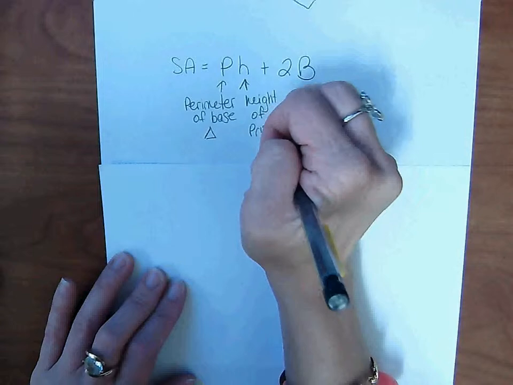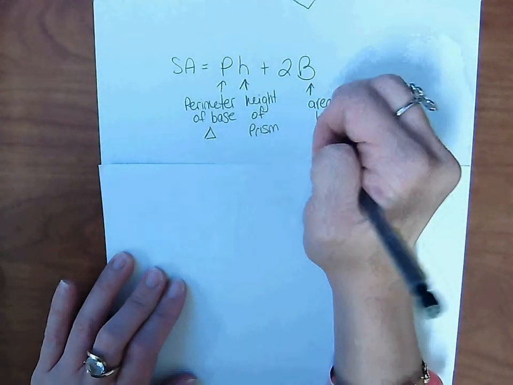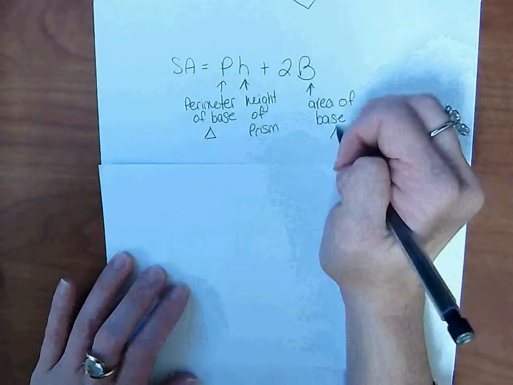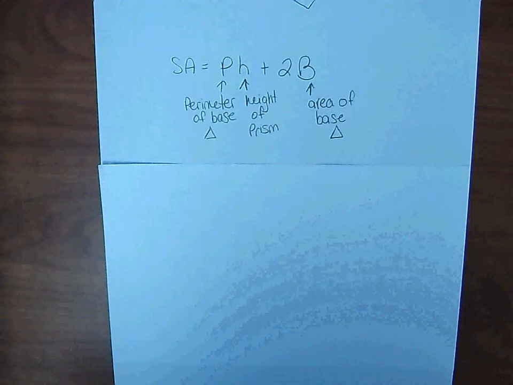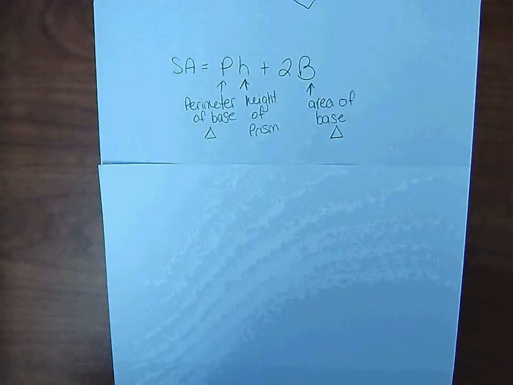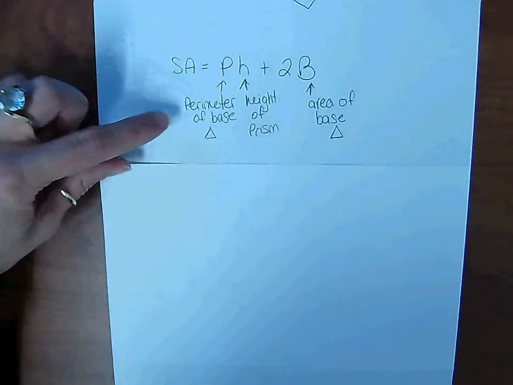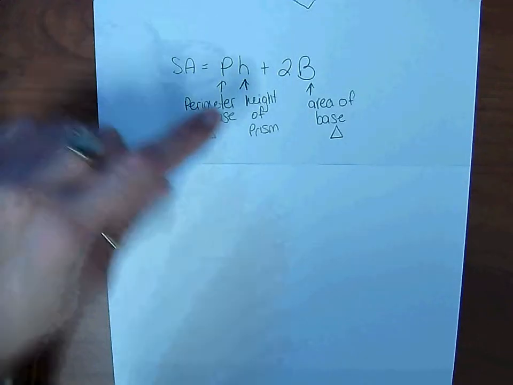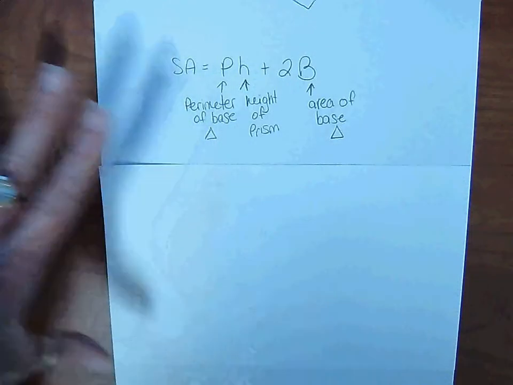And the big B is the area of the base shape. Again, in this case, it's a triangle. I say that because this formula can be used for any shape prism, whether it's a pentagonal prism or a hexagonal prism or an octagonal prism. As long as you find the perimeter of the base shape for P and the area of the base shape for big B, plug it in, it'll work out.